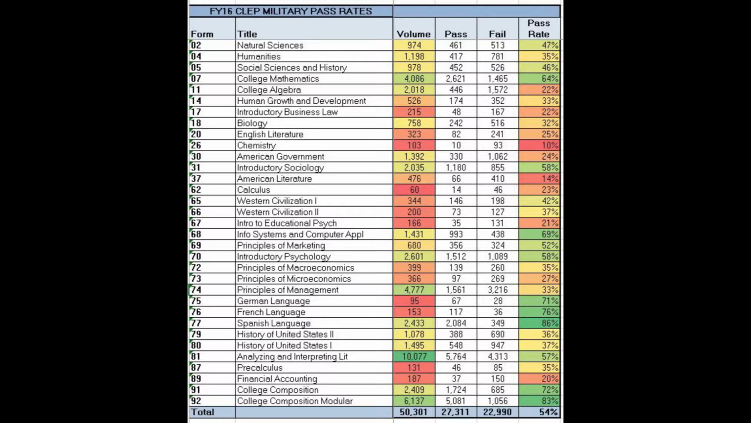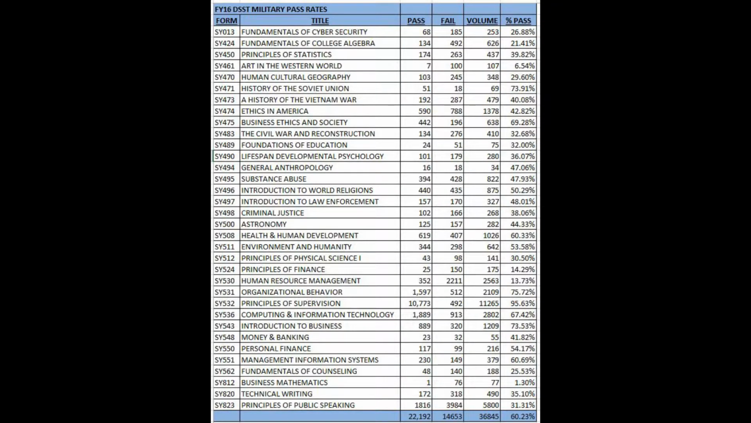If you would like to see how a CLEP or DSST works, I would recommend studying for principles of supervision and taking that test. As you can see on this DSST form, the passing rate for this is higher than 91%, and it'll also count 3 credits towards your leadership, management, and military studies requirement for your CCAF degree. This way, you can take an easy test and become familiar with the test taking process.